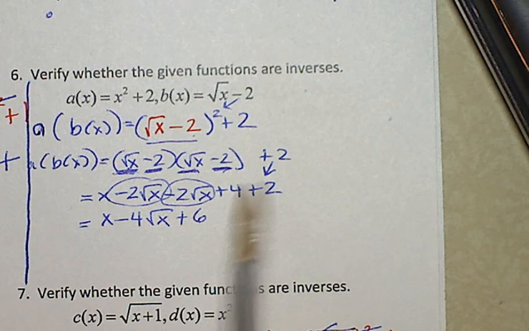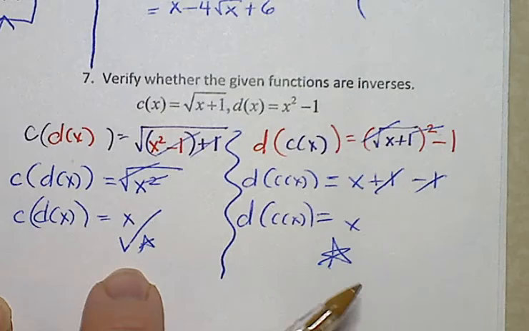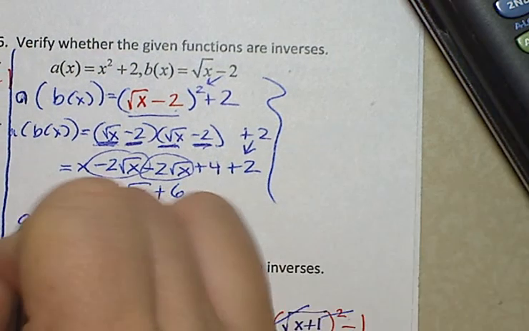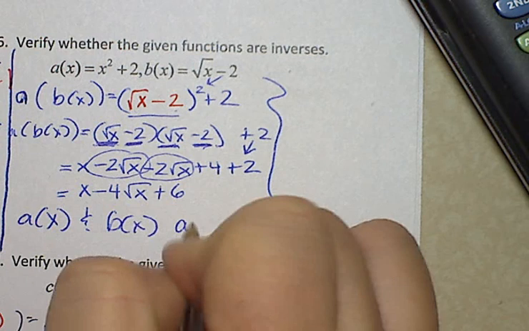So is this answer simply x? No. Since it's not x, I don't even need to go to the hassle of doing the second time because we need to get an answer of simply x. If it's not, I can state that A of x and B of x are not inverses.